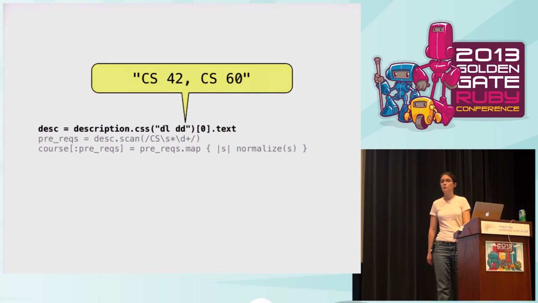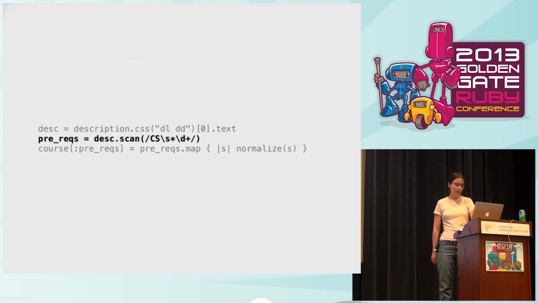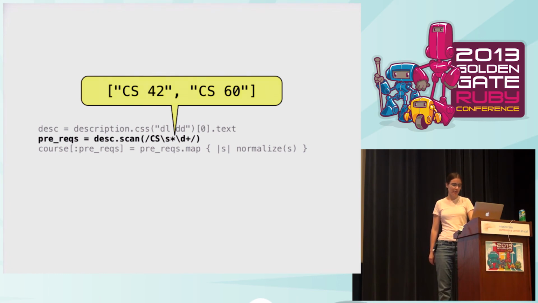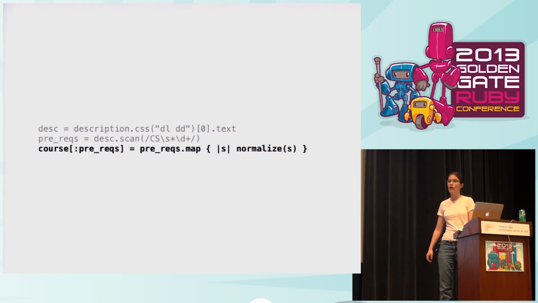That gives us something that looks about like that. There may be one, there may be many. So we use string scan to find things that are CS, some spaces, and some numbers. And that gives us all of the things that match that as an array, about like that. And then we run them through that normalize function and store them off to our course hash as the prereqs.